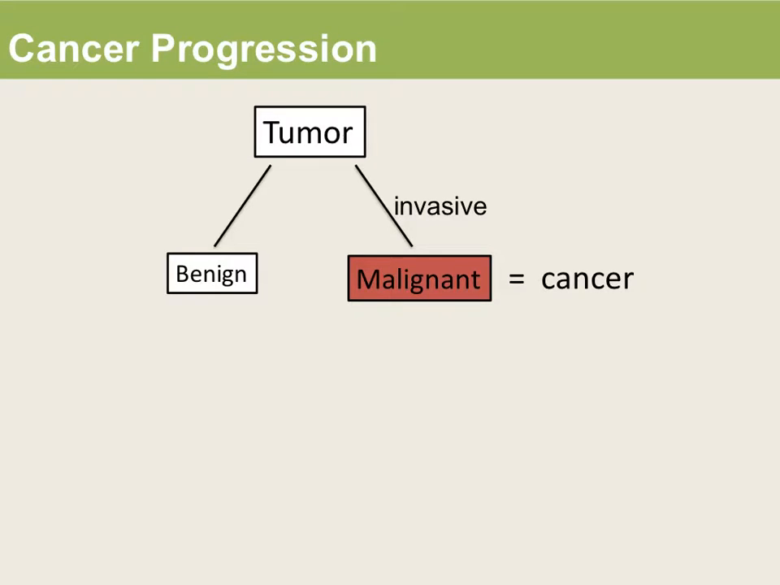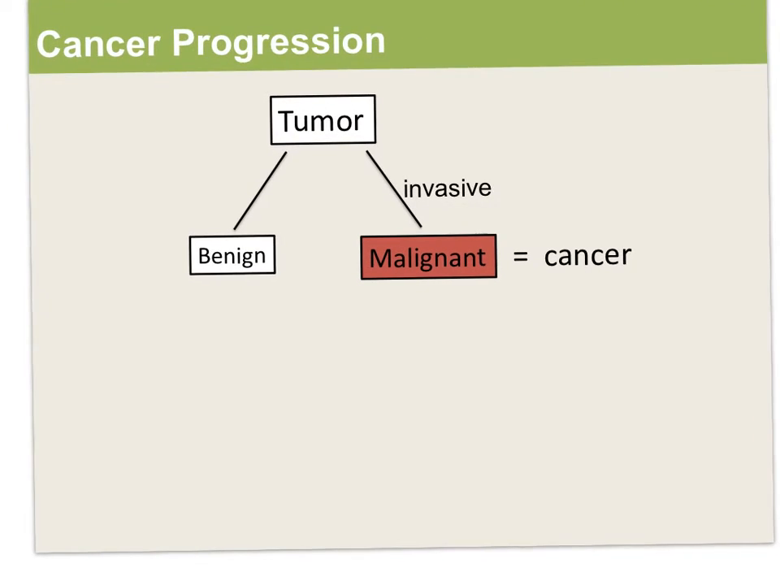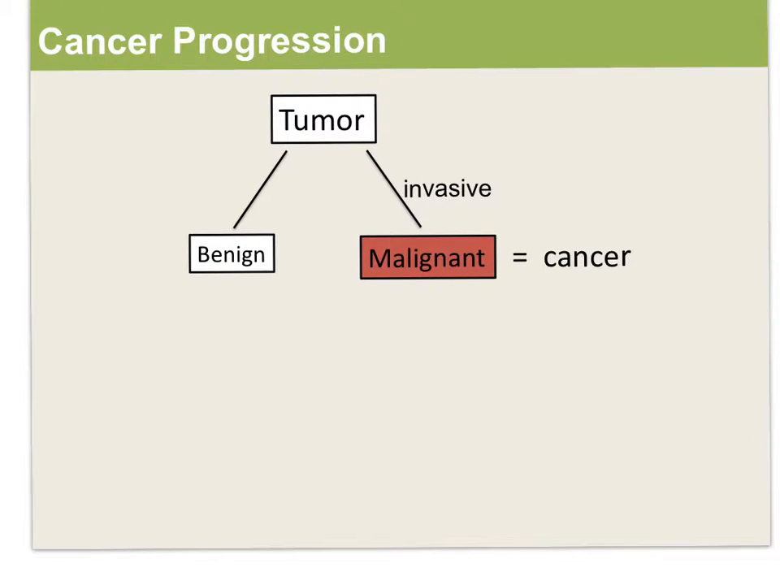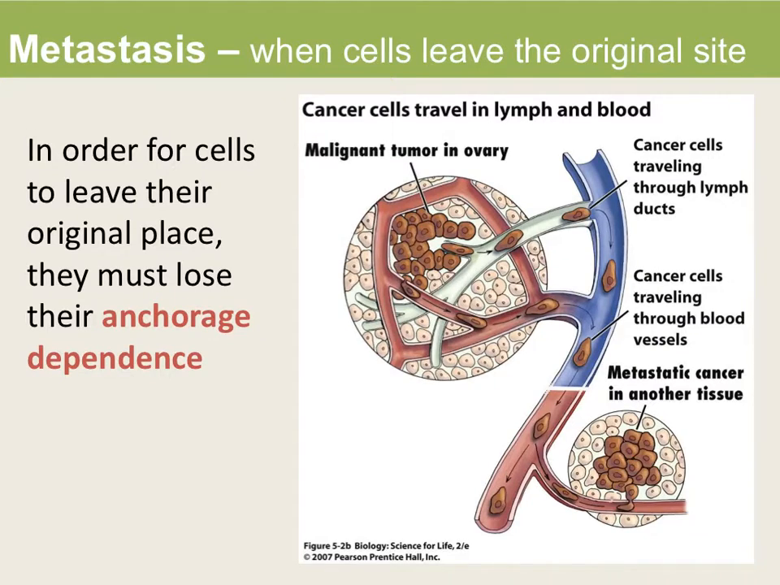Okay. So if we remember in terms of cancer progression, we have a tumor. Let's say it could be either benign, that means it's not invasive, or it's malignant. That means it invades nearby tissue.